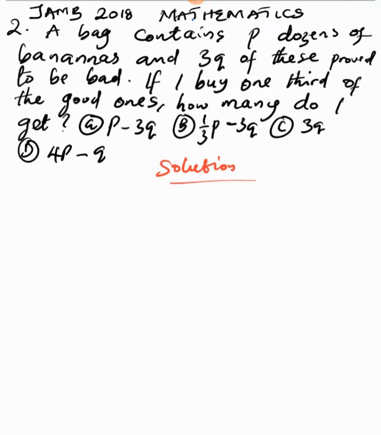JAMB 2018 Mathematics. Question number 2. A bag contains P dozens of bananas, and 3Q of these proved to be bad. If I buy 1/3 of the good ones, how many do I get? Here, let us underline the basic information we have. We have P dozens, which is the same thing as 12 times P and is equal to 12P. Dozen is 12.